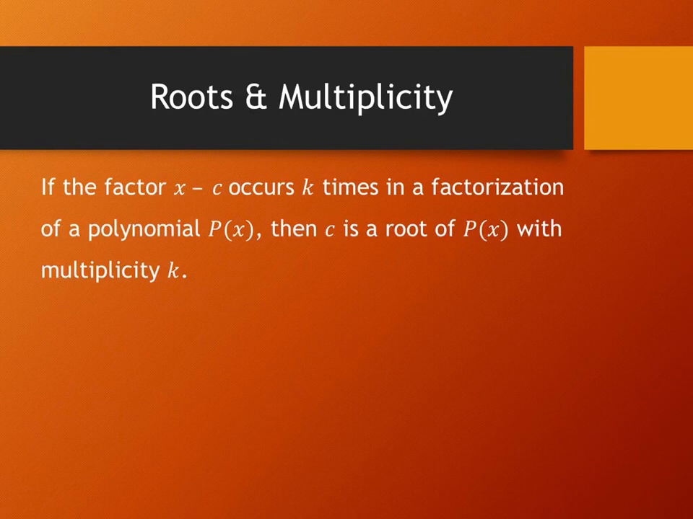This slide talks about something that we've touched on before and goes a little bit further to define one more fact. So if we have a factor x minus c, remember we were working on that with synthetic division last time, and it occurs k times in the factorization. So what that means is that there is an x minus c and it has a power of k. It occurs k times. Then c is a root of the polynomial. We already talked about that. The new part is that it tells you it's with multiplicity k. That's sort of a new vocabulary term, with multiplicity k.